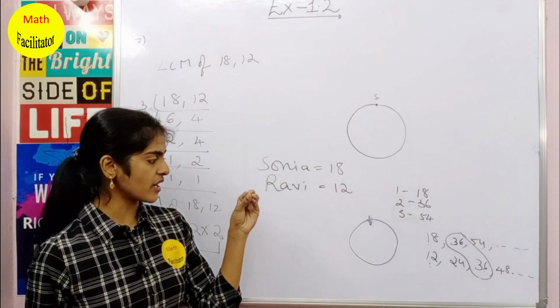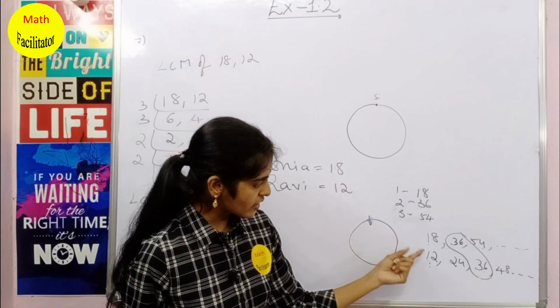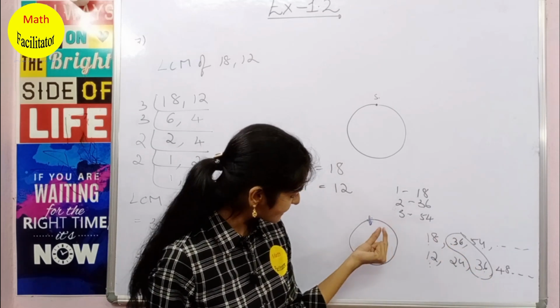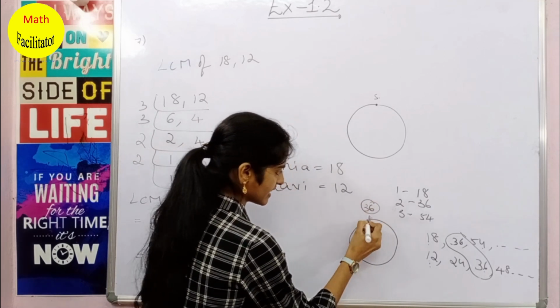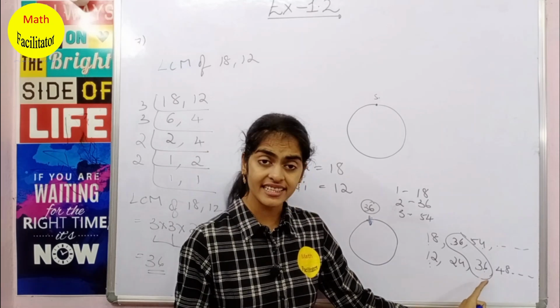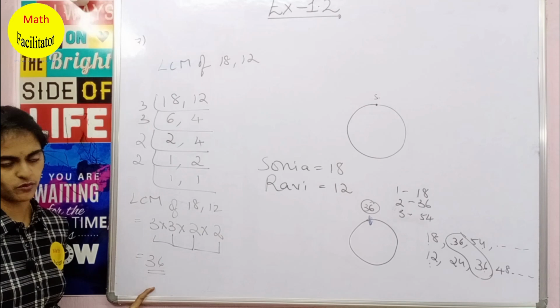Now our question is, when will both of them meet at the starting point? That means you have to find the common multiple. Both of them at 36 minutes will be here at the starting point, the first time. That means you are finding the least common multiple. So we have found out the LCM of 18 and 12.